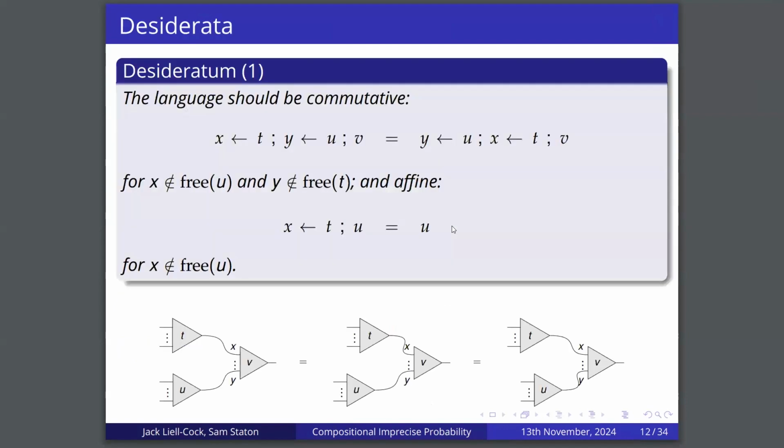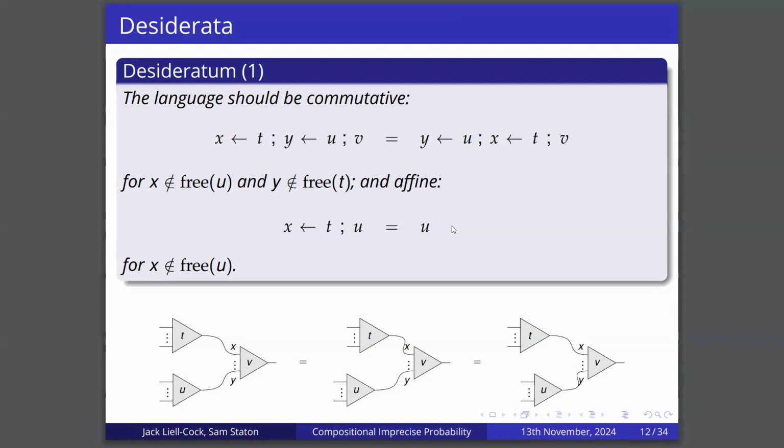So the first one is that our programming language should be commutative. Basically, this means if we have some program T, which returns a value, which we bind to X, and then some term U, which returns a value, which we bind to Y, and then we continue with V. If X is not free in U, and Y is not mentioned in T, so these two let bindings are independent, then we should be able to switch them around.